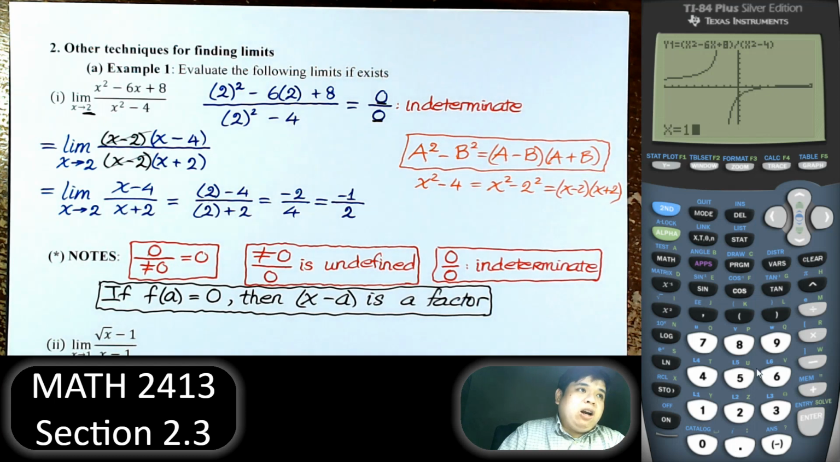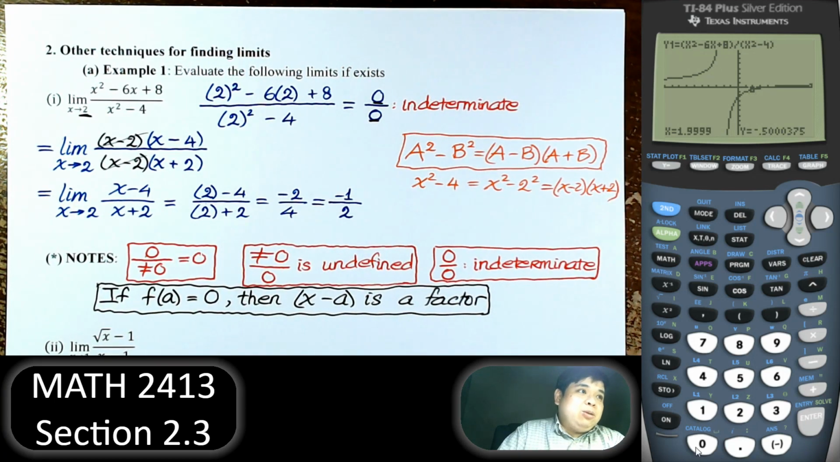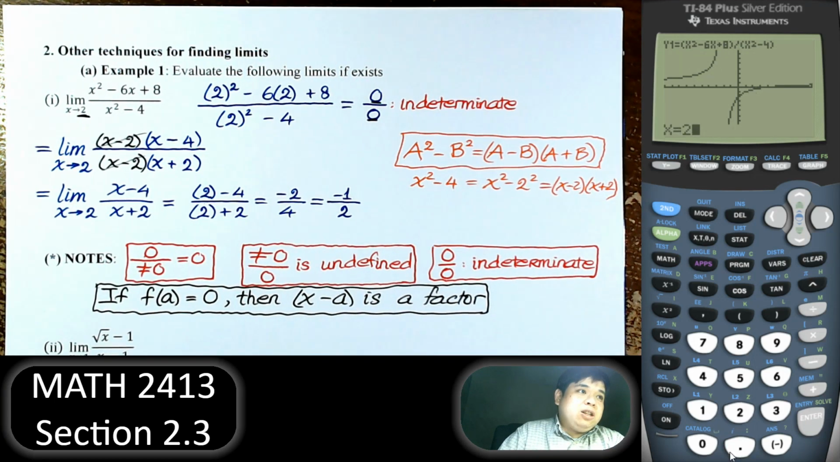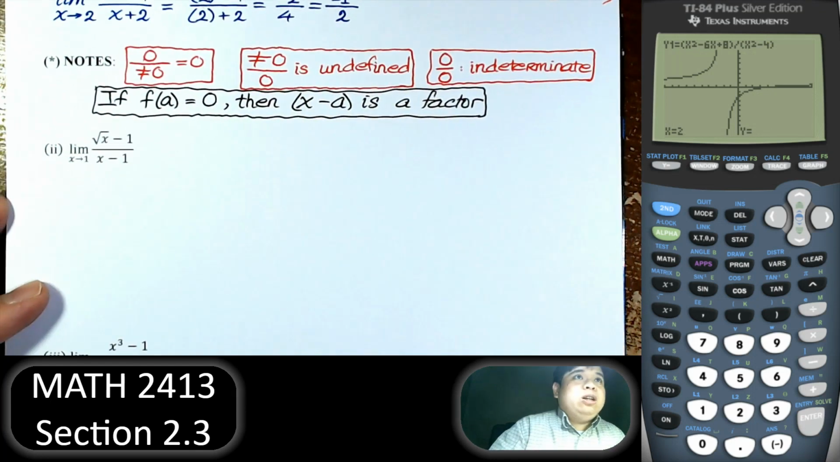How about 1.99? Yes, close to negative 1/2, which is good. I said we can put a very close number, but we cannot put 2. So numerically we can verify by that. Alright, so that's good. Let's go to the next example.